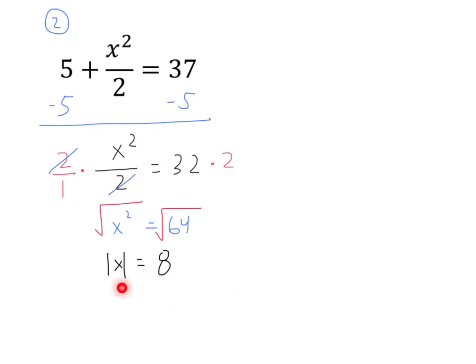Okay? And so let's think about that. What numbers are 8 spaces away from 0? What numbers have an absolute value of 8? And there are 2. So x could be either negative 8 or x could be equal to positive 8.